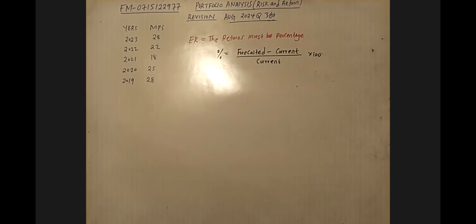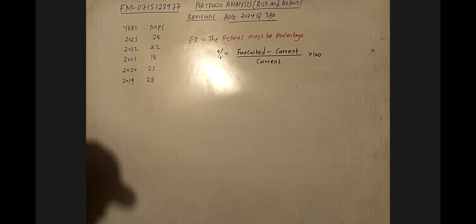Now, as I was saying, to compute the return in percentage, we use the forecasted price less the current price, then we divide by the current market price, then you multiply with 100. But in this case, do you have the forecasted price from this question? You don't. So in this case, we modify the formula a bit.